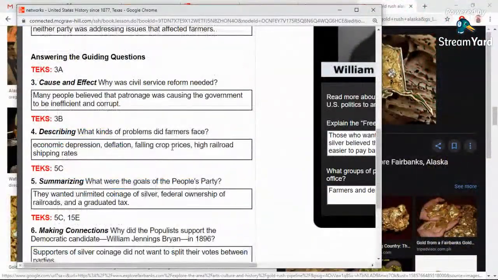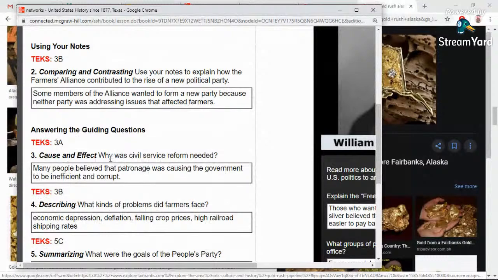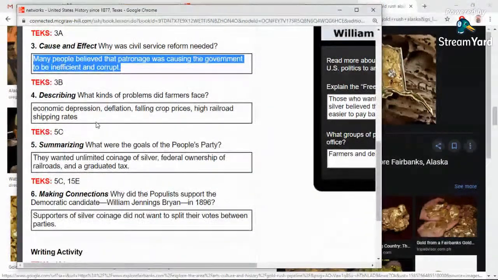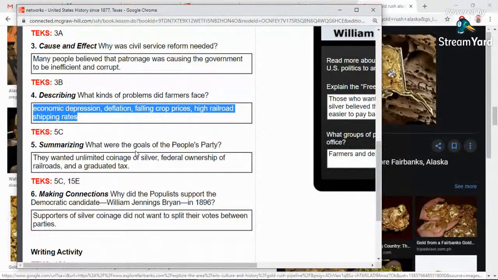So here's the review. Why was civil service reform needed? Many people thought that patronage was inefficient and corrupt. What kind of problems did farmers face? We had depression, deflation, falling crop prices.